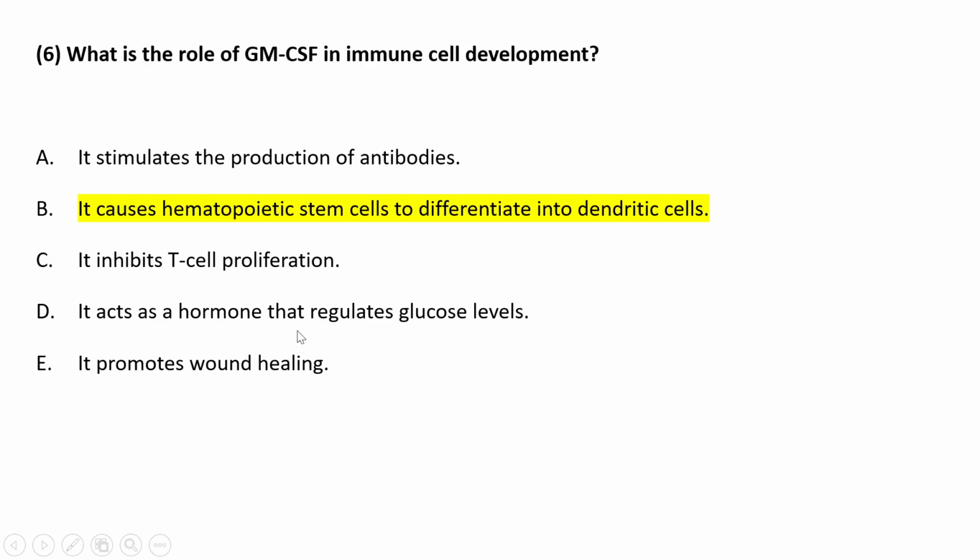Does it act as a hormone that regulates glucose level? No, it doesn't have any role in the regulation of glucose levels. It is regulated by insulin and glucagon, not the GM-CSF. Does it promote wound healing? No, there are other cytokines like TGF beta and some other interleukins which can help in wound healing, but GM-CSF doesn't have any role in wound healing. It is mainly involved in the immune cell activation, like the production of dendritic cells. So, the role of GM-CSF is to cause the hematopoietic stem cells to differentiate into dendritic cells and increase the number of antigen presenting cells.